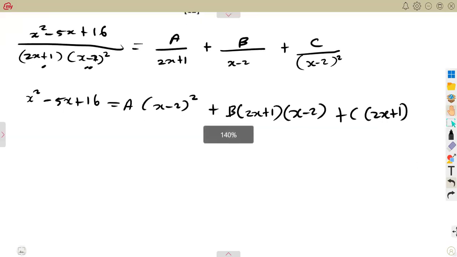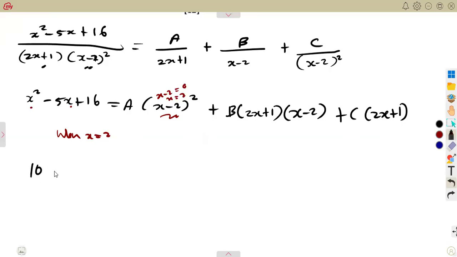And just like the previous case that we saw, guys, we're going to work with the easier part, the linear. X minus 2 equal to 0 means x must be 2. So when x is equal to 2, substitute 2 in place of x. That is going to be 10 is equal to, there's a 0 there, and that's a 0 also. So you substitute here a 2: 2 times 2, that's 4, plus 1, which is 5. So that will be 5C. Divide by 5 on both sides, so C is going to be 2.